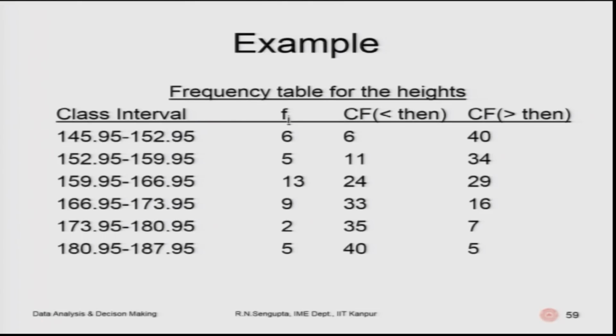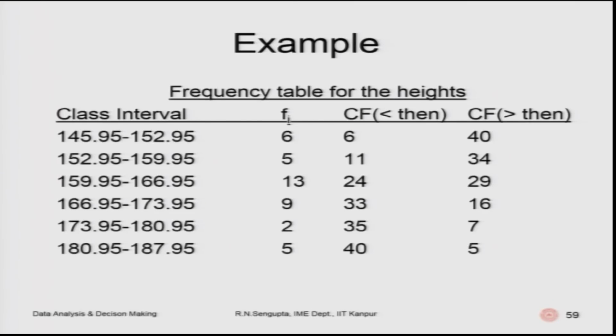Then in the third and the fourth column, we have the cumulative frequency of the less than type and the greater than type. For the cumulative frequency of the less than type, the numbers are as written. The first one is obviously 6, the next one is 6 plus 5, which is 11, the third one is 11 plus 13, which is 24, and so on, till the last value, which is 40. For the greater than type, the values start from 40, 34, 29, 16, 7 and 5.